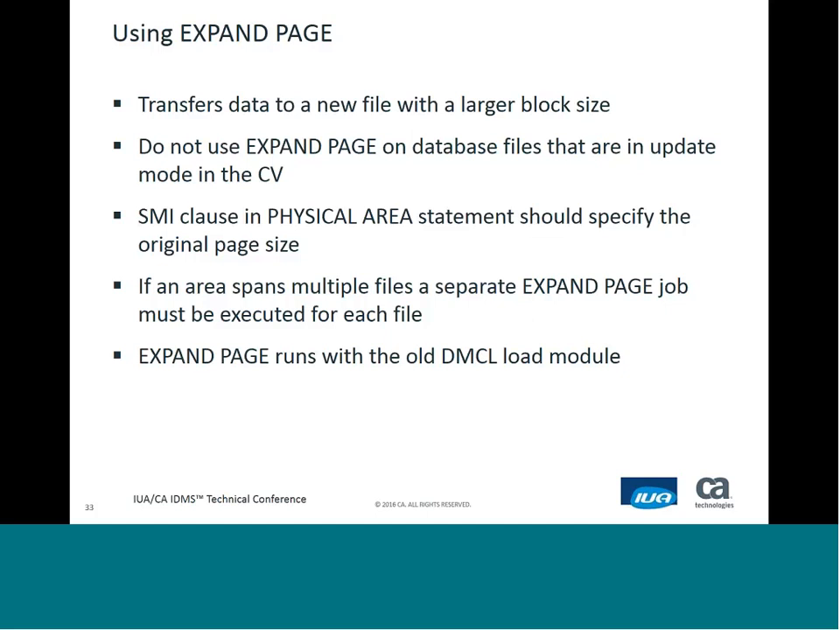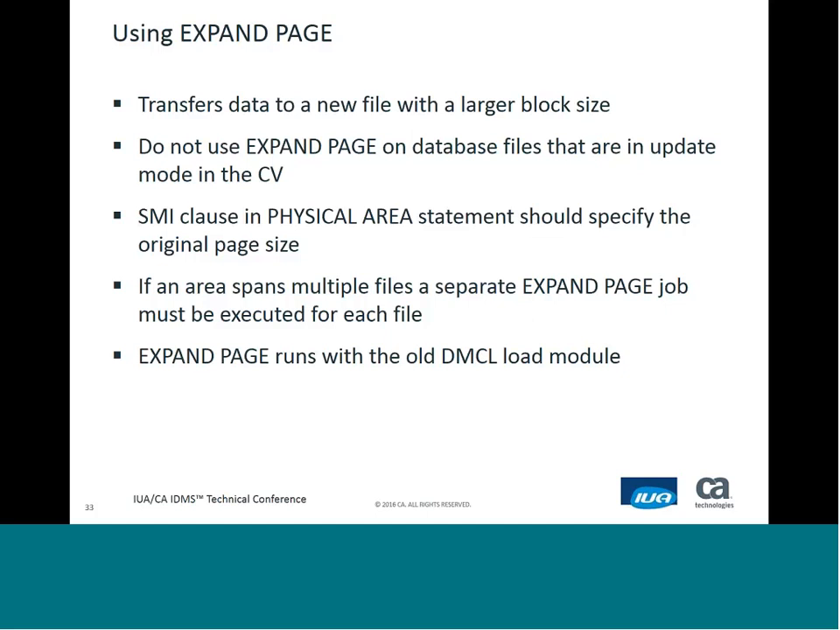If an area spans multiple files, a separate expand page job must be executed for each file. That means that expand page works on a file level, not on an area level. So if I have 3 areas or 3 files making up that area, I've got to do 3 expand pages, 1 for each of the files. And expand page runs with the old DMCL load module. So its major focus in terms of going through the DBMS is going through and accessing the old database.